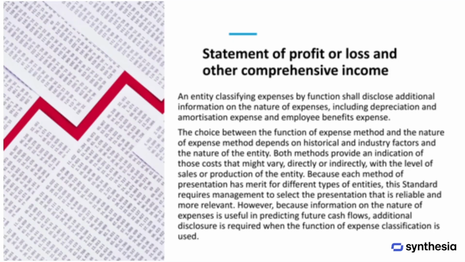When an entity classifies expenses by function, it must provide additional information on the nature of the expenses, such as depreciation and amortization expense, as well as employee benefits expense. The decision between using the function of expense method and the nature of expense method depends on factors such as the entity's history, industry practices, and its specific nature. Both methods offer insights into costs that might fluctuate in relation to the entity's sales or production levels.